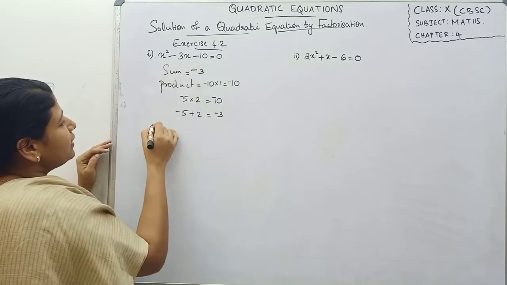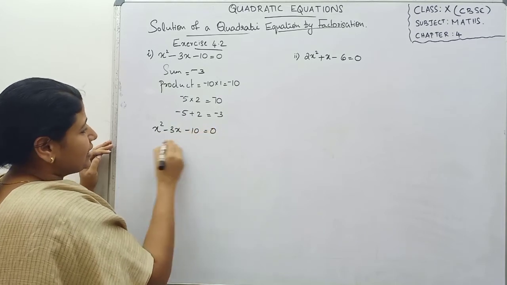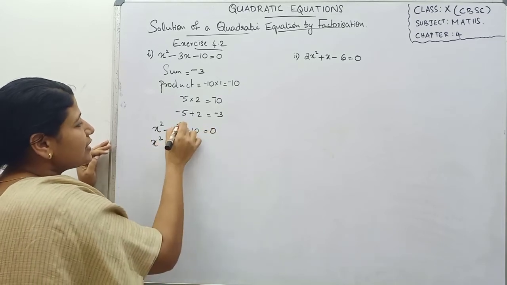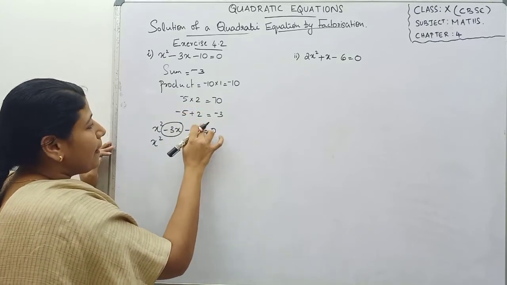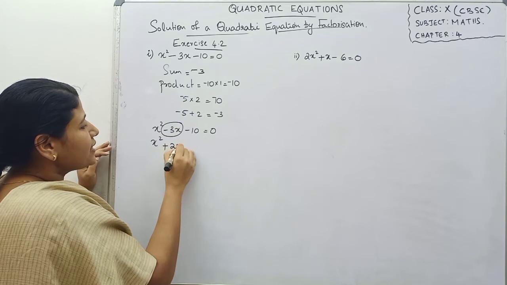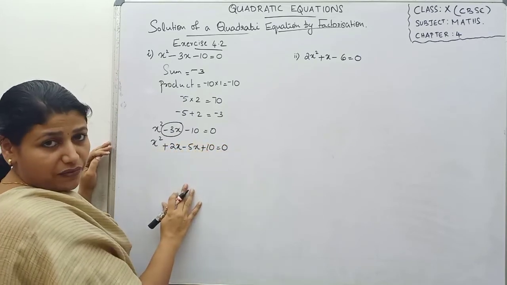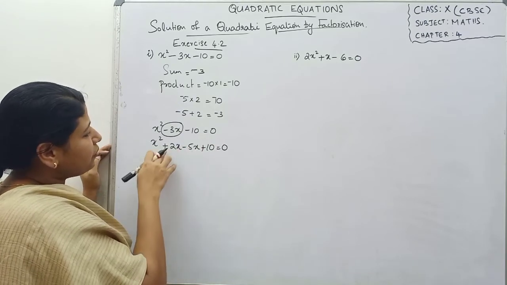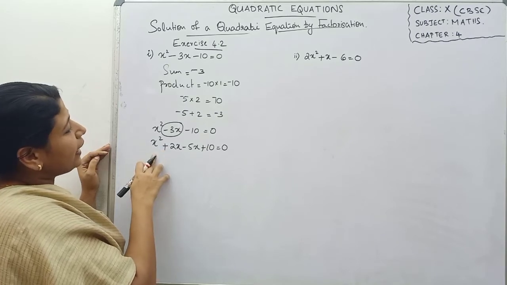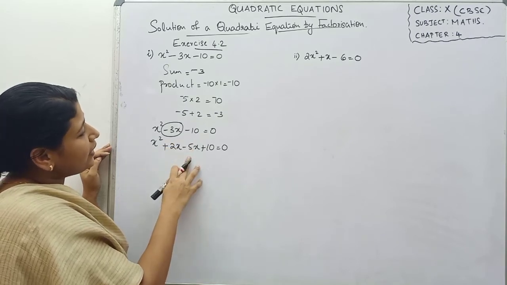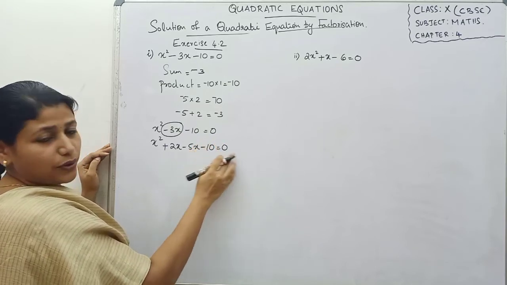Now we can make this quadratic equation x square minus 3x minus 10 equal to 0 as x square. This negative 3x can be split as minus 5x plus 2x. But we are taking plus 2x first and then minus 5x minus 10, since we need common factors, isn't it? If I am writing negative 5 first, you will not find any common factors. Okay, x square plus 2x minus 5x minus 10 equal to 0.